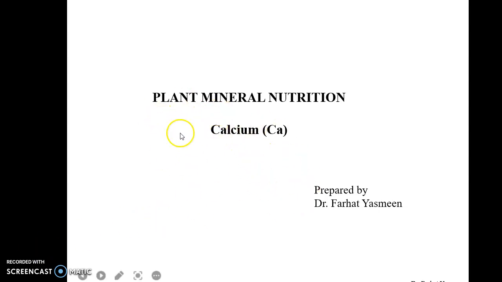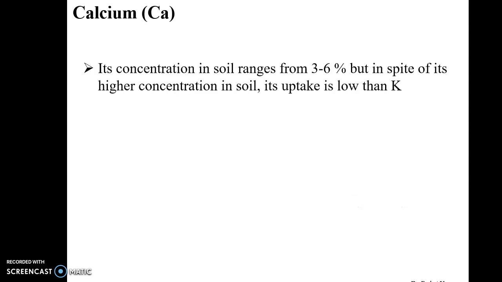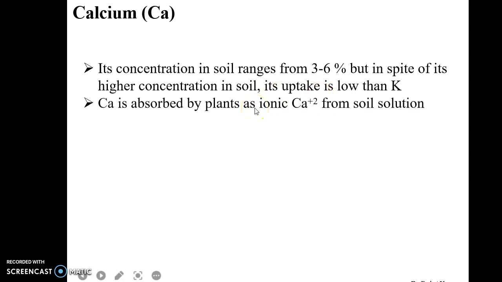Today we will discuss calcium. If we talk about its range in the soil, then it ranges from 3.3 to 6%, but in spite of its higher concentration in soil, its uptake is very low compared to potassium.